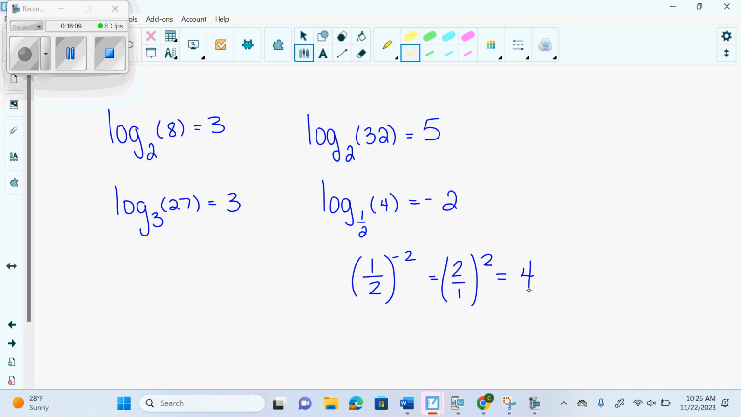Now, some of them aren't as easy. Like, what if I give you this? You type this in. Log base 2 of 5.